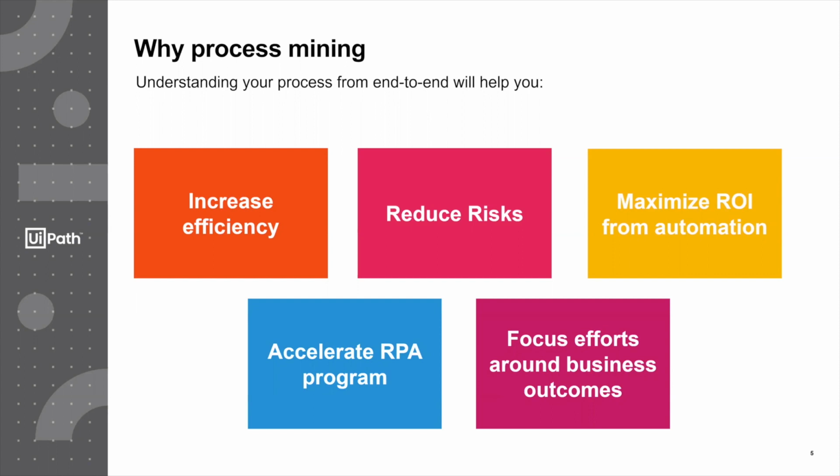The next thing that people do is maximize the ROI for automation, and that's also loosely coupled to the acceleration of the RPA program. By using process mining, you can identify the real bottlenecks, for instance, in your system or in your process. And by employing automation or RPA to the bottleneck, you will have a bigger impact on the improvement that you're getting for your process.